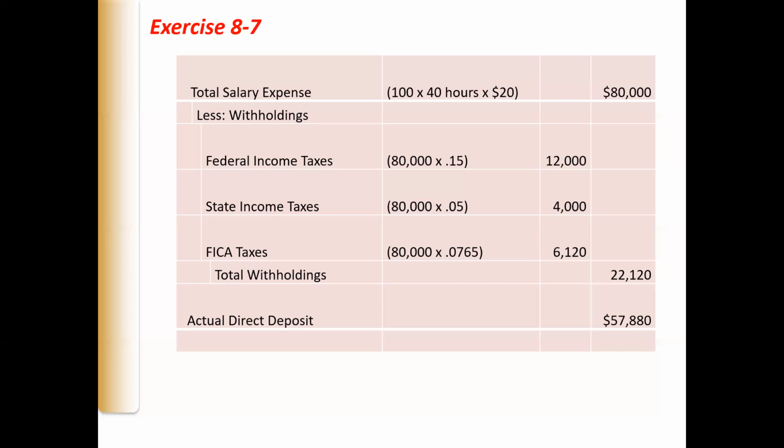$6,120. So all of those withholdings, the 12,000, the 4,000, and the 6,120, total $22,120. So if we take the salaries of $80,000 and subtract the $22,120 withholding, our actual direct deposit is $57,880.